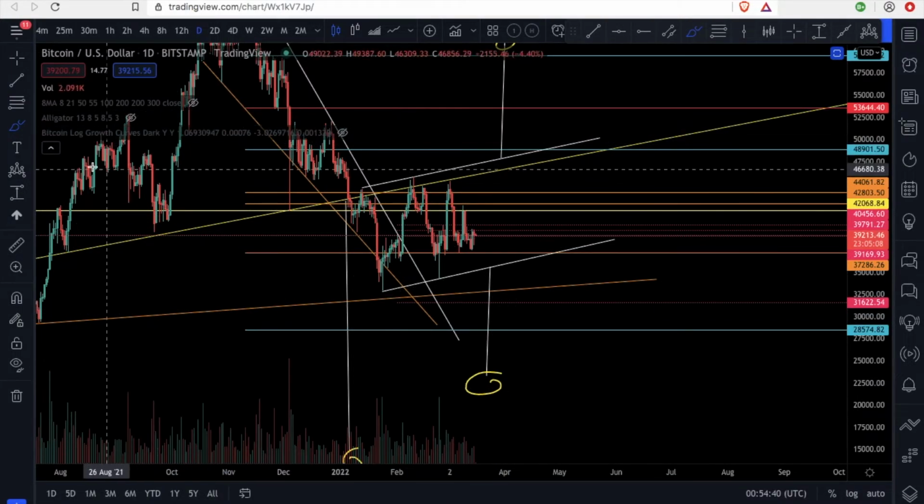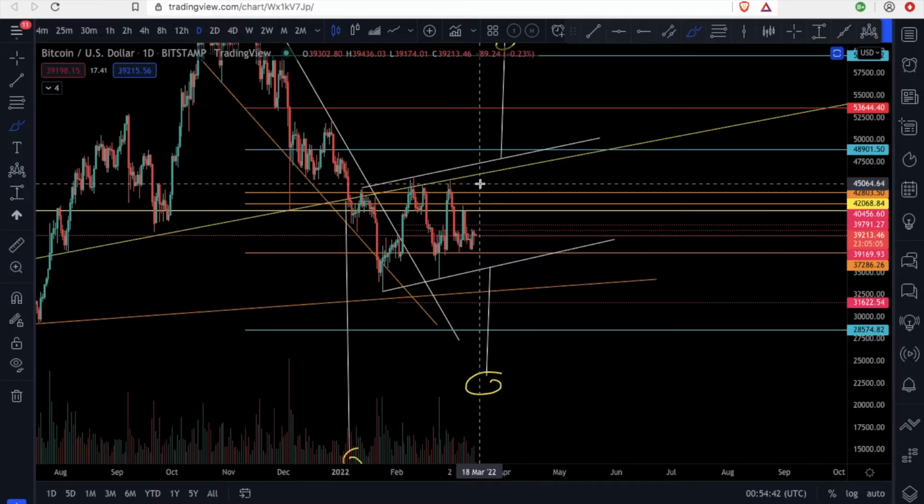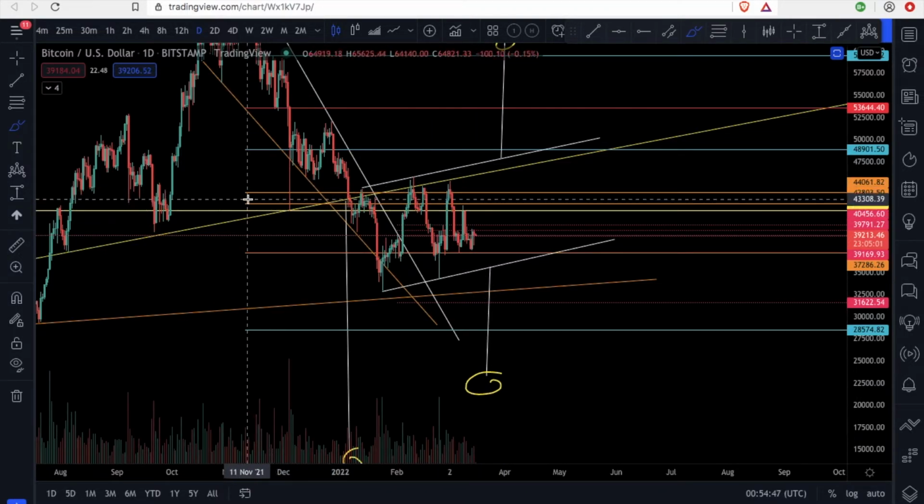The resistances will be all the way up, like I showed you guys right there, using the 0.618 Fibonacci retracement around this $44,080 level. The other strong resistance will be all the way up around the $42,000, around the 0.65 Fibonacci retracement at the $42,820 level. Okay, right here.